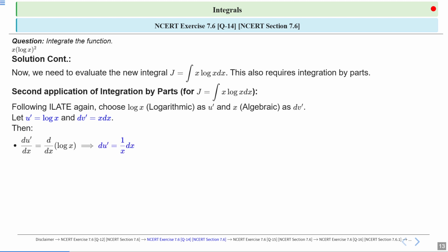When we differentiate u' with respect to x to get the value of du', differentiation of log x is 1 by x. So du' is equal to 1 by x dx. And to get the value of v', we just integrate dv' with respect to x. So the integration of x is x square by 2.